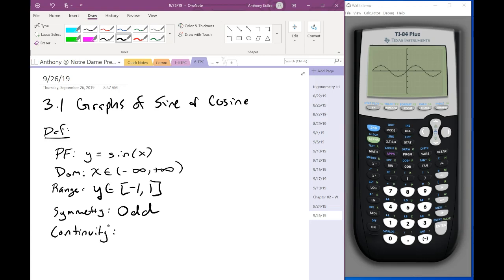Let's talk about continuity next. Do you see any vertical asymptotes here? No. Do you see any holes in the graph? No. Do you see any jump discontinuity? No. And in fact, none of those things exist, so this is everywhere continuous.